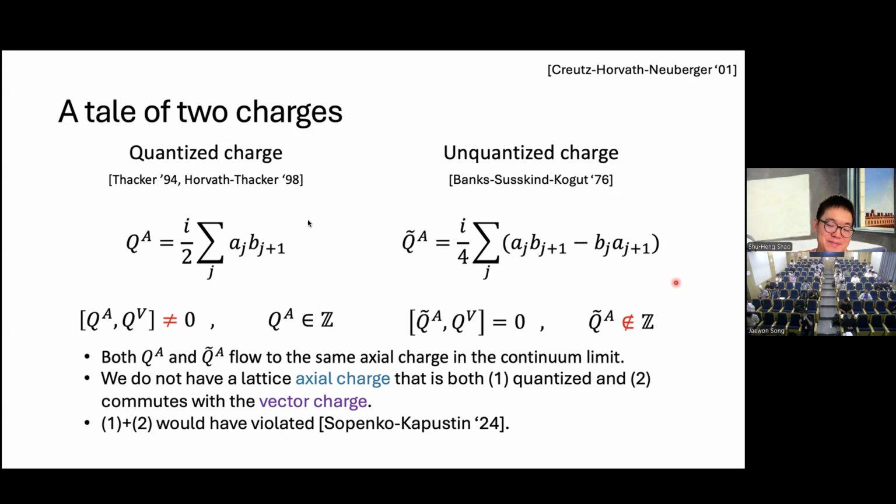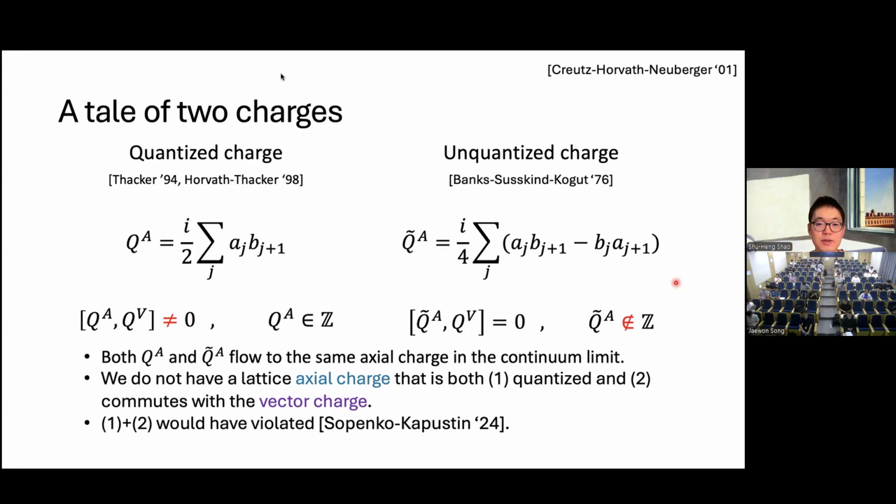And another question, this Q tilde A, what does it correspond to in the continuum? Oh, so both QA and Q tilde A in the continuum correspond to the same axial charge. But QA is not integer quantized. Does it become integer quantized in the continuum somehow? That's right. Q tilde A does not have integer eigenvalues, but as you take the continuum limit, the eigenvalues become integers. Okay. Thank you.